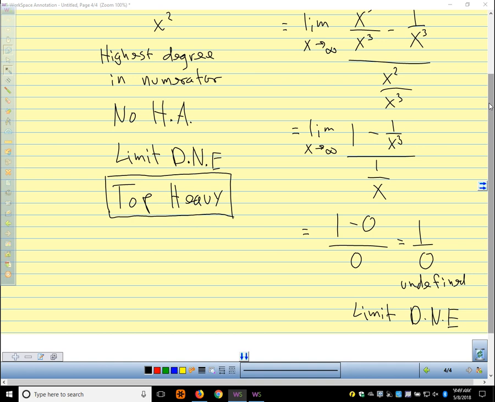Now, be careful. These concepts only apply for limits at infinity. So on the test, if we had something that says the limit as x approaches 1 of something, and you wrote, oh, it's top heavy, the limit doesn't exist, you would get 0 points, because those rules do not apply as x approaches a number. These rules that we talked about today only apply as x approaches positive or negative infinity. So don't try to apply these rules in other situations.